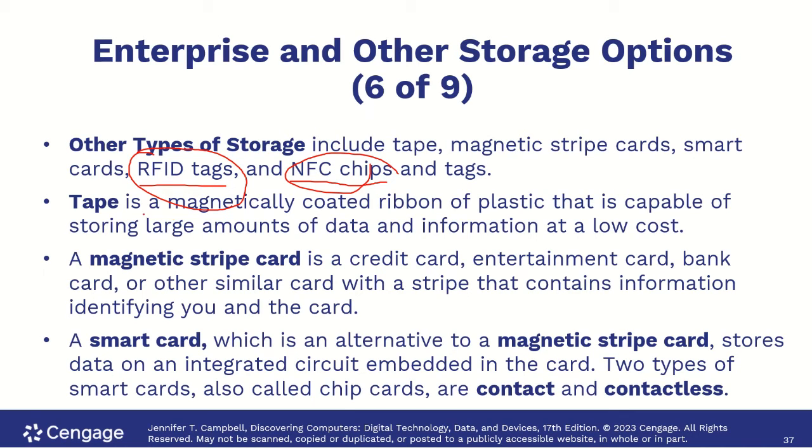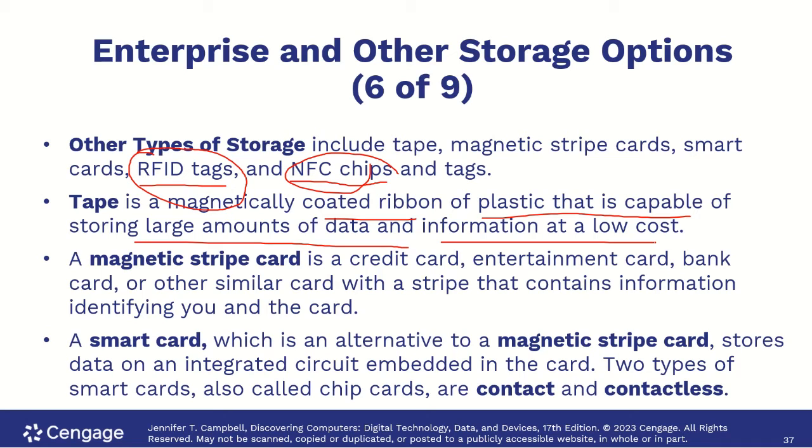Then move forward. Now, tape is a magnetically coated ribbon of plastic that is capable of storing large amounts of data and information at low cost. There used to be VHS tapes in the early times, when you used them to store movies. For movies, they used to sell VHS tapes.